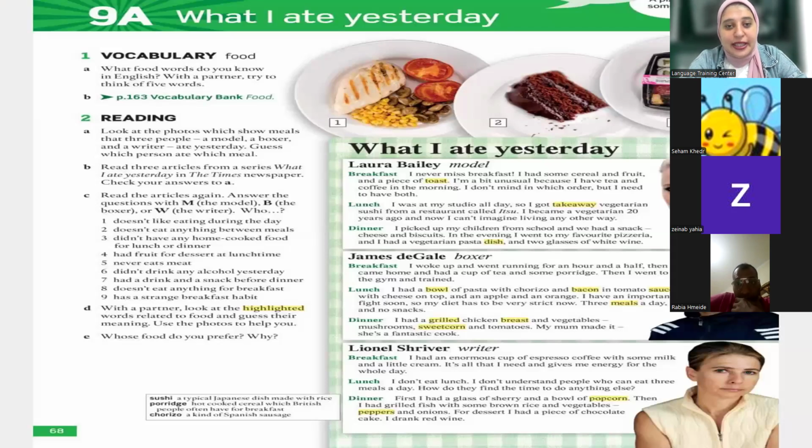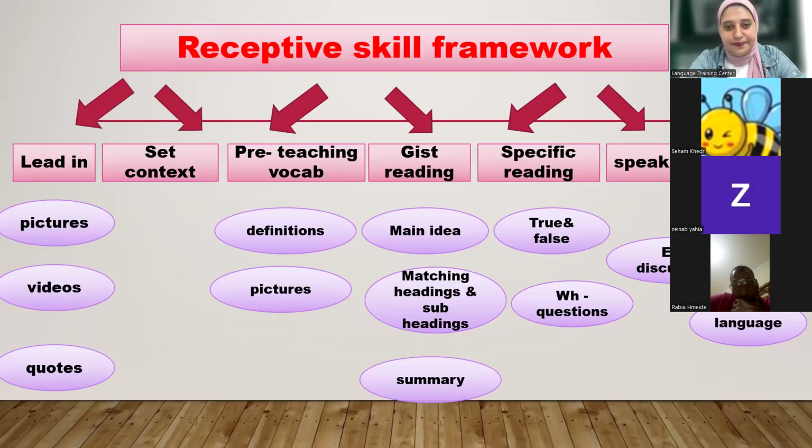So can you remind me of the timing for every stage? The lead-in from 3 to 5 minutes, according to the session's time and the number of students. What about set context? Maybe 2 to 3 minutes. Pre-teaching vocab, 5 to 7 also, 7 is the max. Gist reading, I think 5 to 7 as well. Specific reading, yes, 5 to 7.